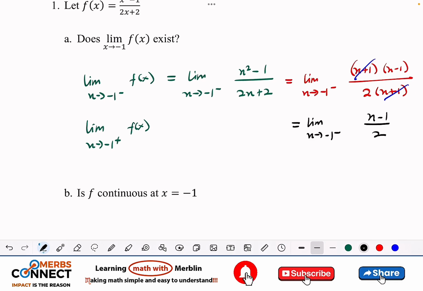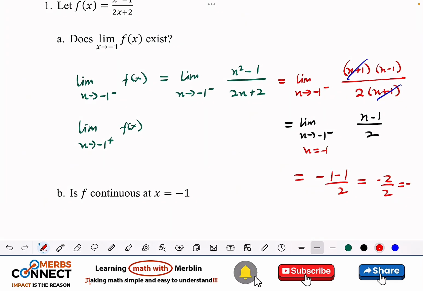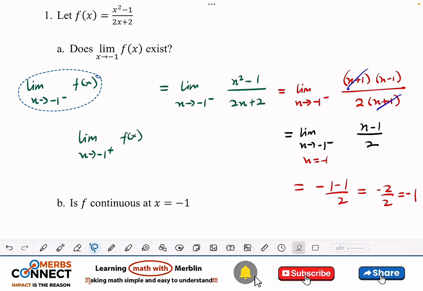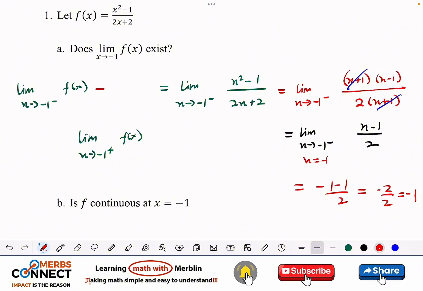So now let's plug in. We set x equal to -1, and we are going to have -1 minus 1 divided by 2, which is -2 divided by 2, and this is going to give us -1. So the left side is going to give us -1. Let me just write this one somewhere here and see that this is going to be -1.